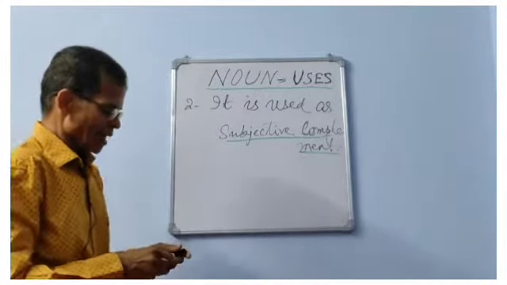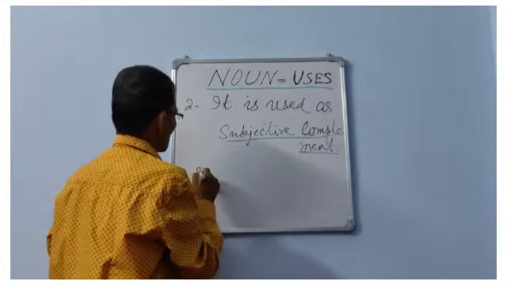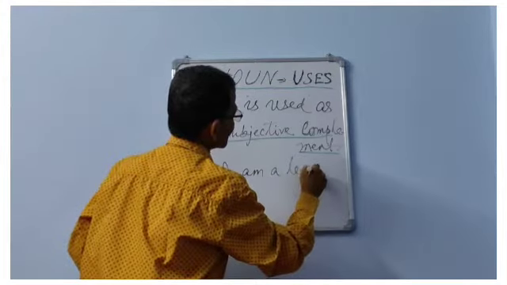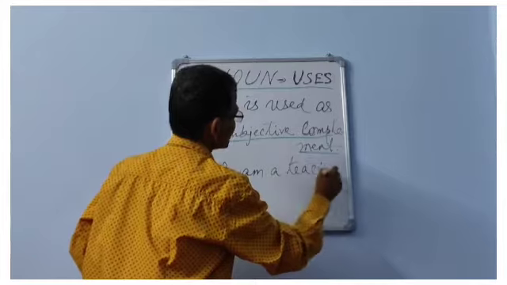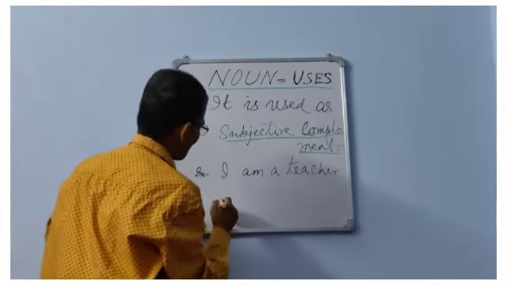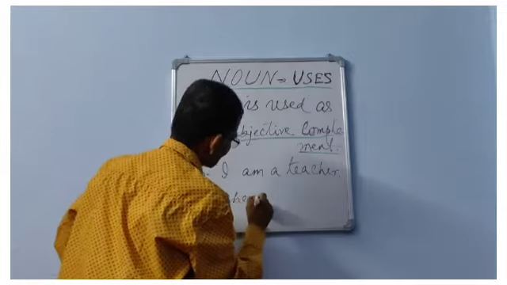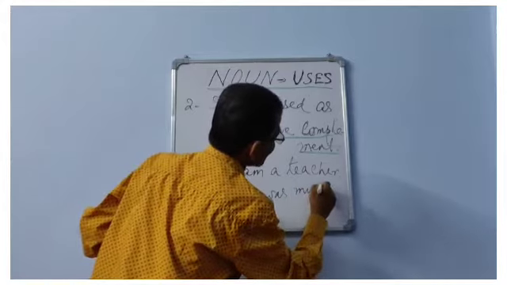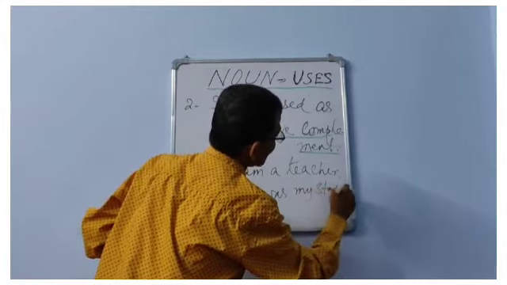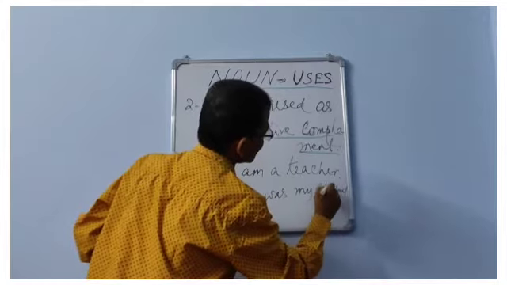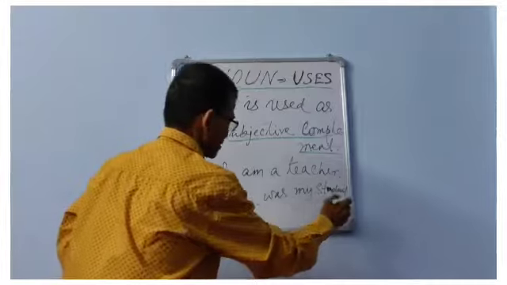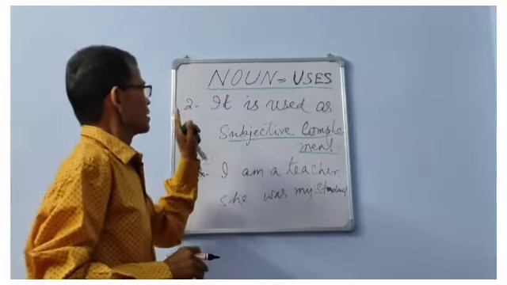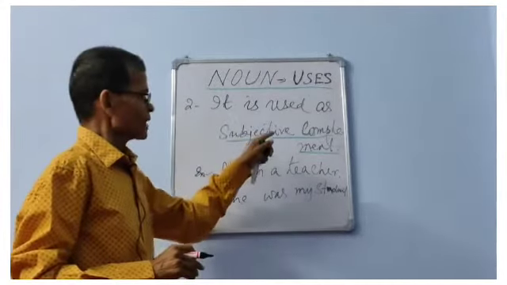Now let us see an example. I am a teacher. Okay, and she was my student. Okay, she was my student. You see, I am taking only two examples from each use. Here the second use is used as the subjective complement.